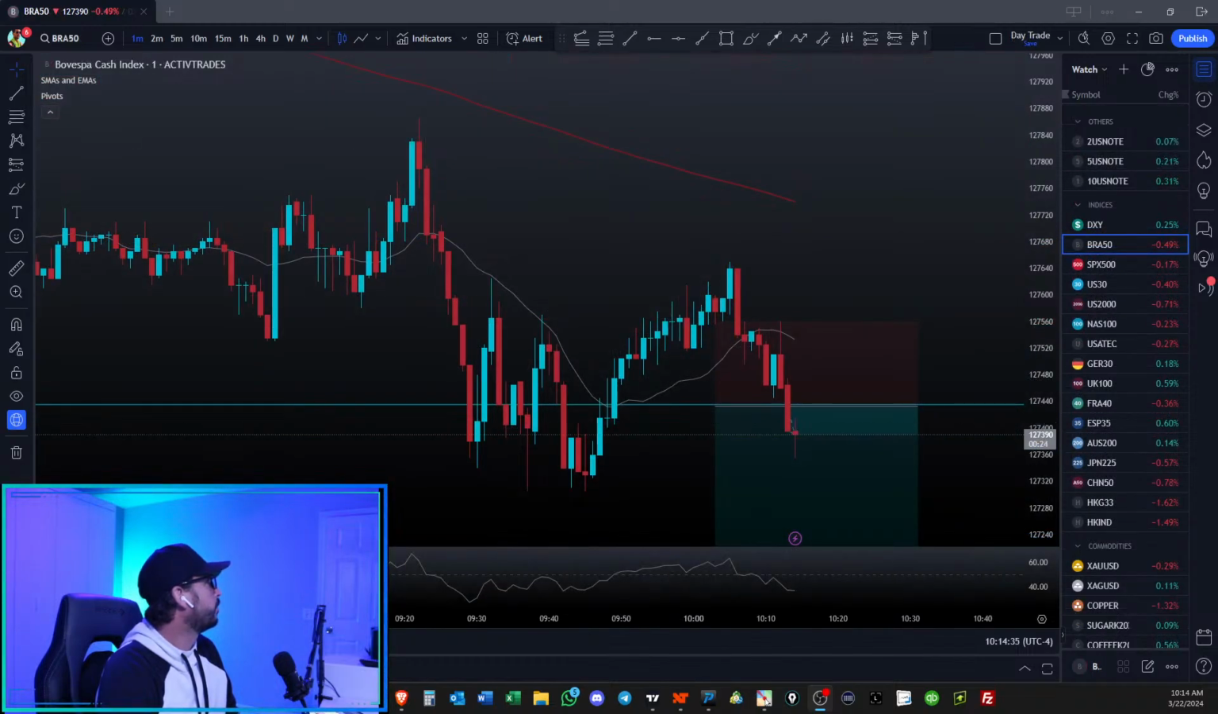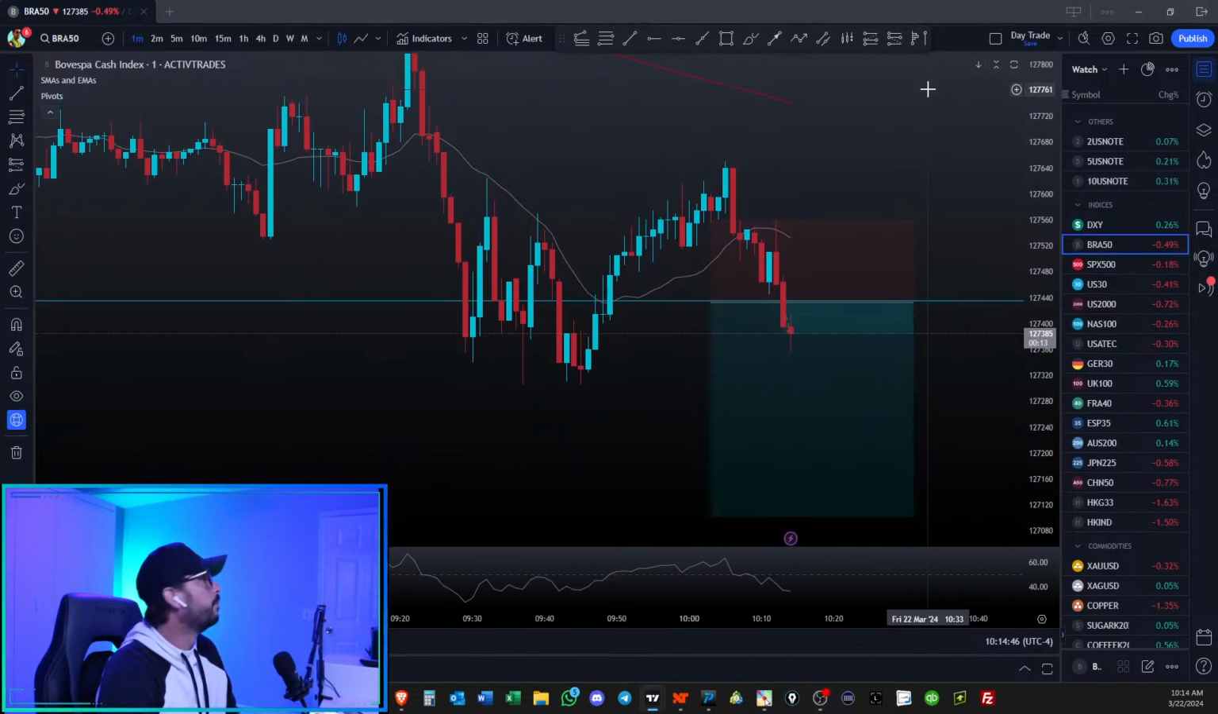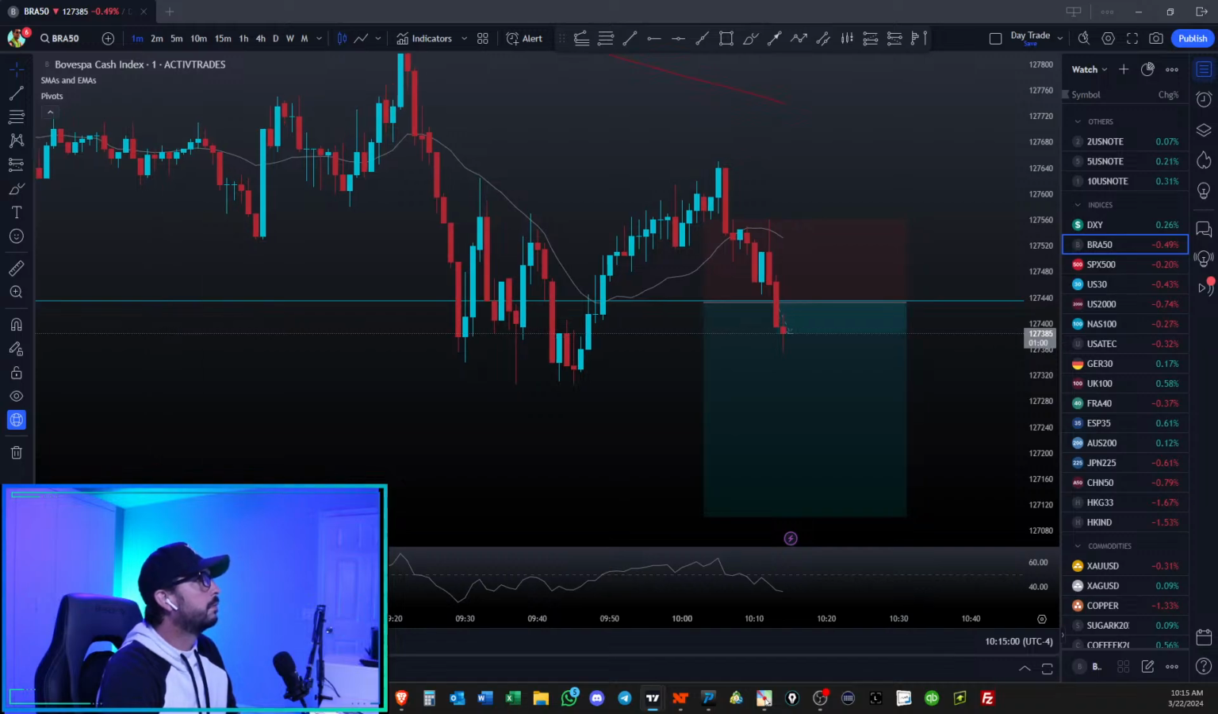So I enter there, stop at the top. It's a little late entry, but target 2.5, 2.61. Once it gets to the bottom, I'm gonna put it on break even. NASDAQ is giving us an entry, and we are in on NASDAQ as well.